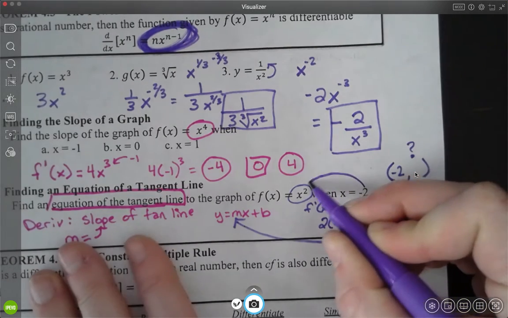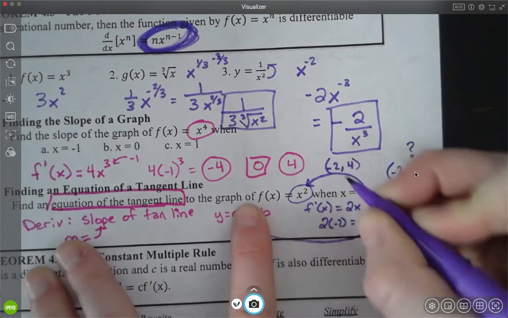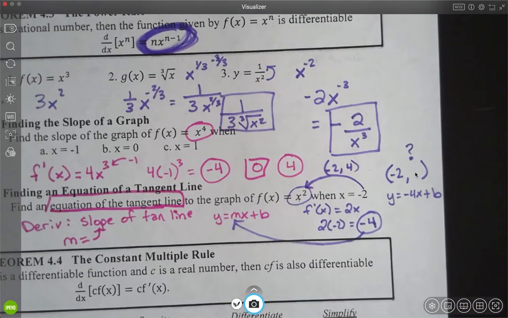-2 into the original makes the point -2 comma 4. You see that? -2 squared is 4. So that's where that 4 comes into play. So not only do you have to plug -2 into the derivative, you sometimes might have to plug it into the original if you're writing the equation. Does that make sense? Now I have my point.